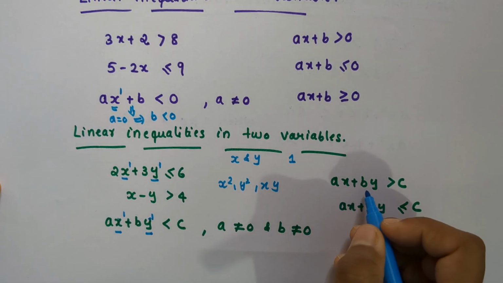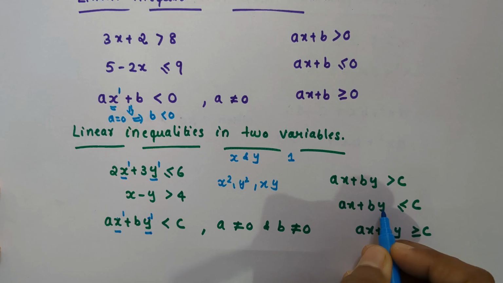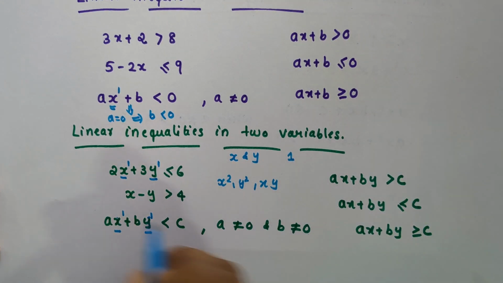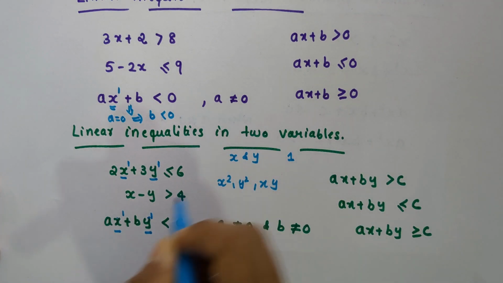Similarly, ax plus by greater than c, ax plus by less than or equal to c, ax plus by greater than or equal to c are also examples of linear inequalities in two variables.